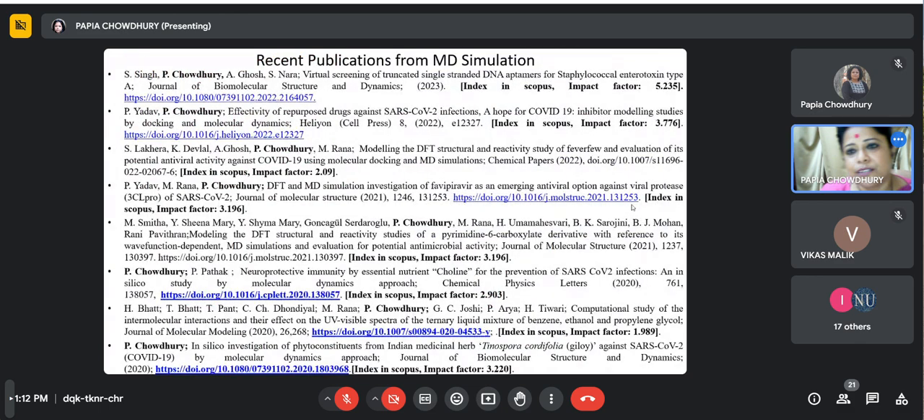I have worked on this for quite 2 to 3 years. These are some publications which I have published from MD simulation, basically using GROMACS, which is free software, easily available, and works on a Linux system, so anybody can work in that system.